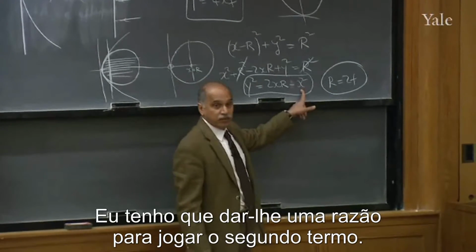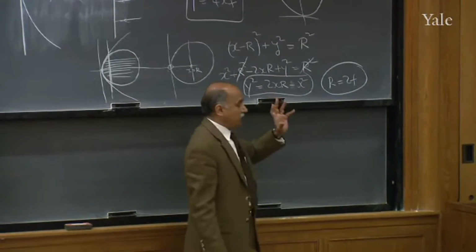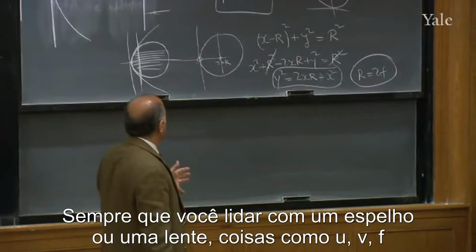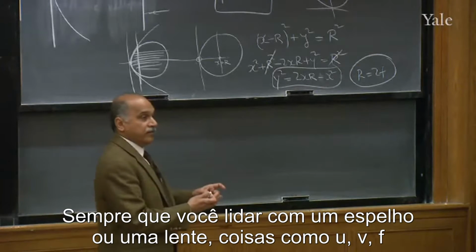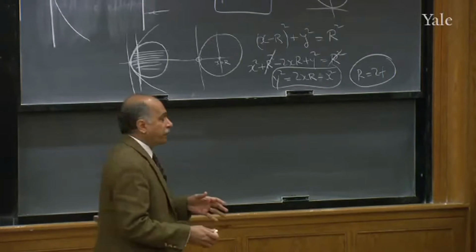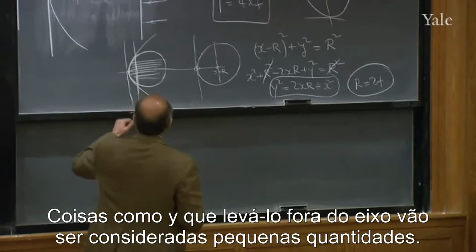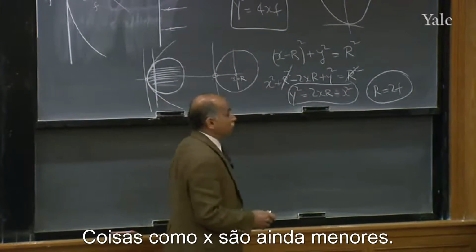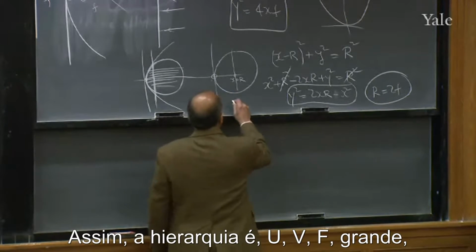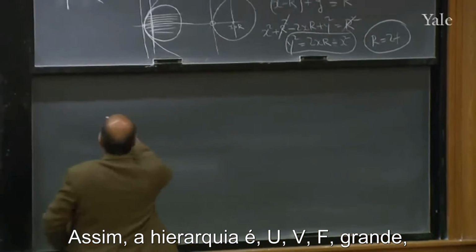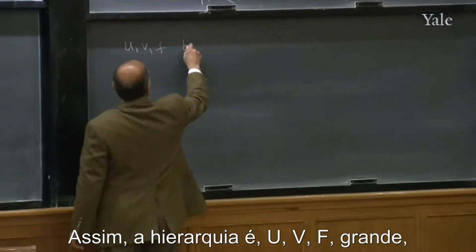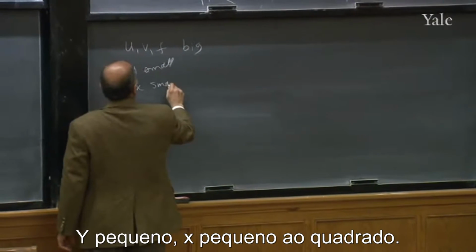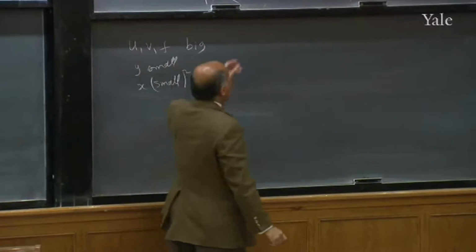I got to give you a reason for throwing away the second term. So here's where you got to get used to the following notion of big and small numbers. Whenever you deal with a mirror or a lens, things like u, v, f are all going to be treated as big numbers. Things like y that take you off the axis are going to be considered small numbers. Things like x are even smaller. So here's a hierarchy. u, v, f: big. y is small. x is small squared.